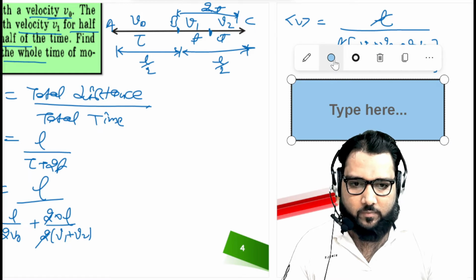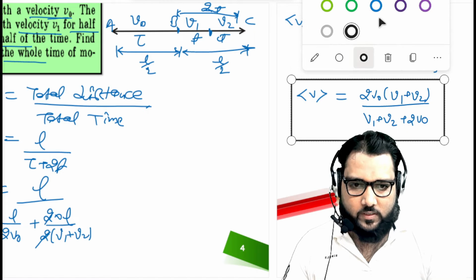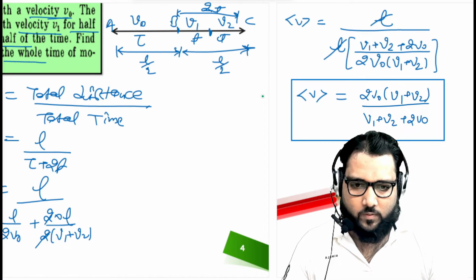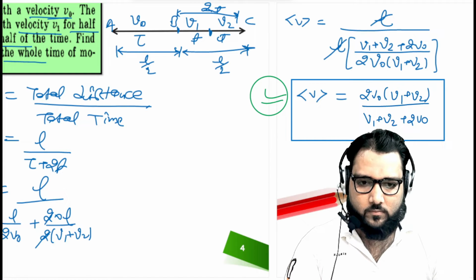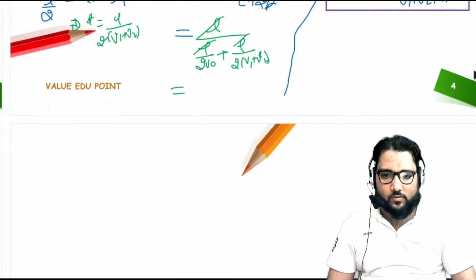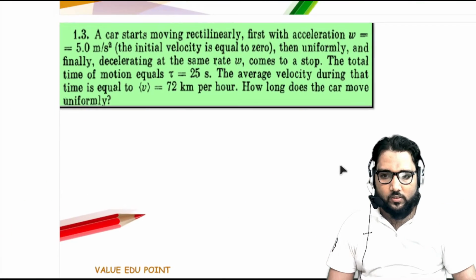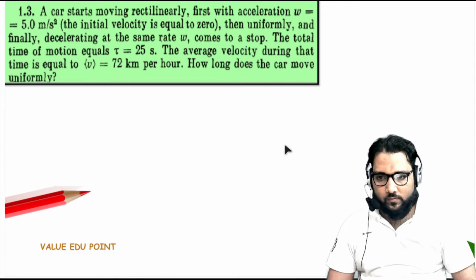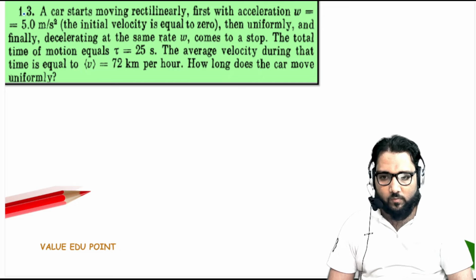So this is a simple problem, but if you have no idea, your concept is weak, then you have to face problems. Otherwise, it is a very easy problem. Okay, guys. For the next question, this is question number 3. Again, this is a very easy question. When you know the concept, you can easily solve the problems. Otherwise, you have to face problems.